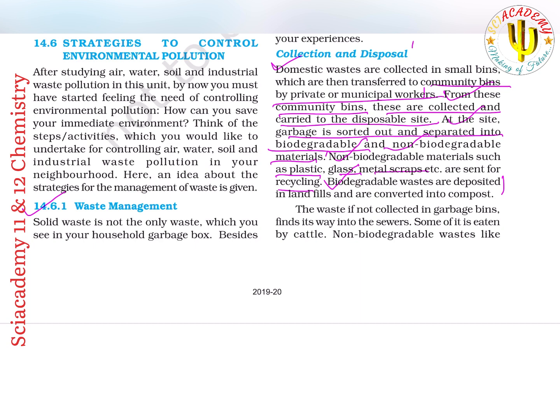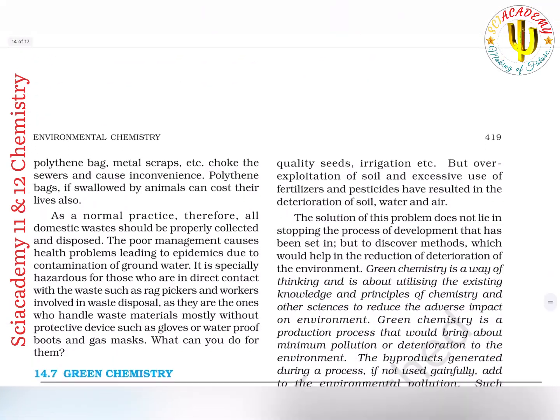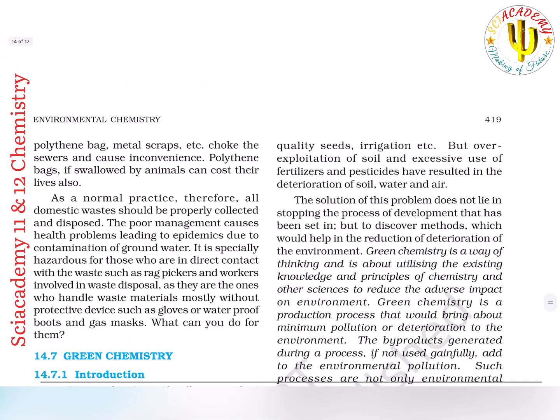The waste, if not collected in garbage bins, finds its way into the sewers. Some of it is eaten by cattle. Non-biodegradable wastes like polythene bags, metal scraps, etc. soak the sewers and cause inconvenience. Polythene bags, if swallowed by animals, can cost their lives also. As a normal practice, therefore, all domestic waste should be properly collected and disposed.